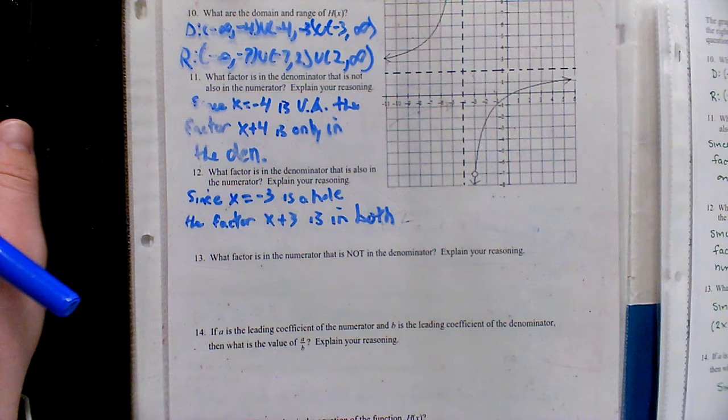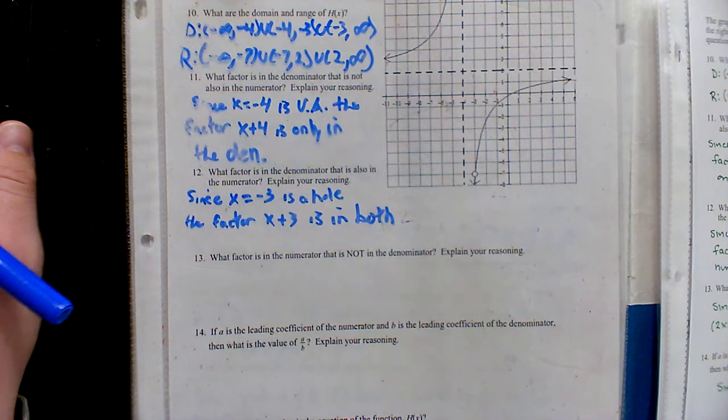13. What factor is in the numerator that is not in the denominator? Explain your reasoning. Factor in the numerator that is not in the denominator. Think about what the factors in the numerator find. Marie?